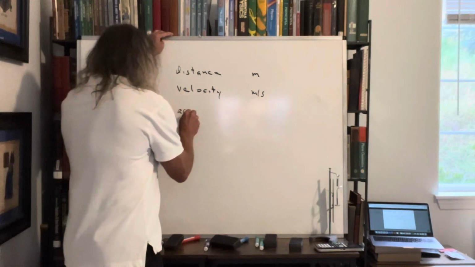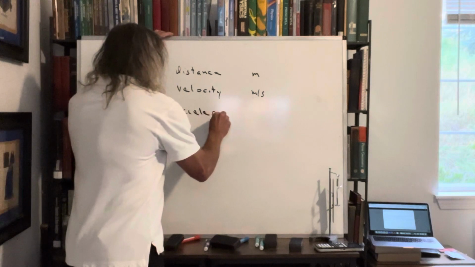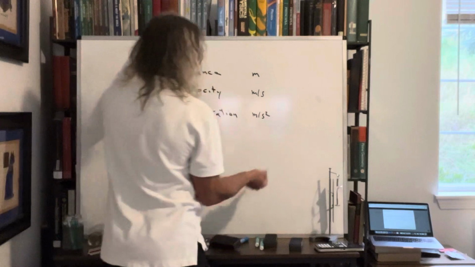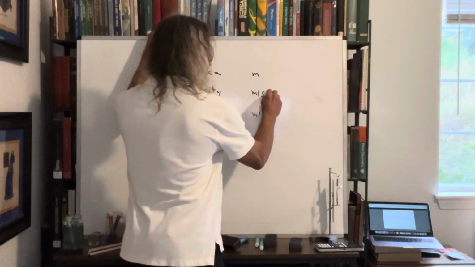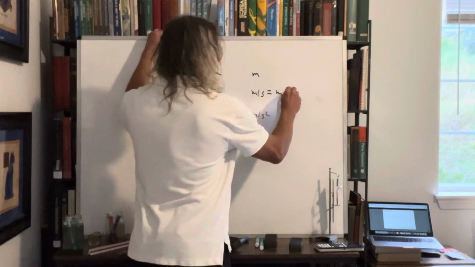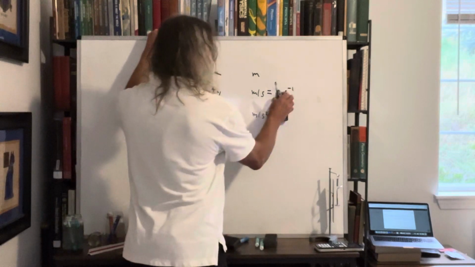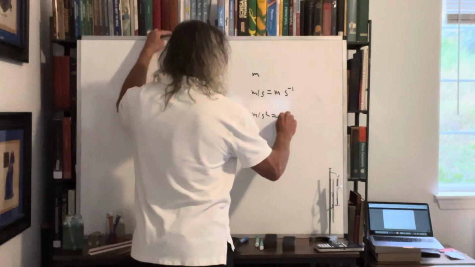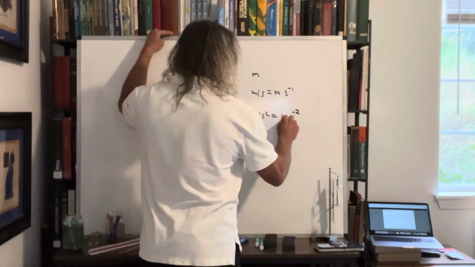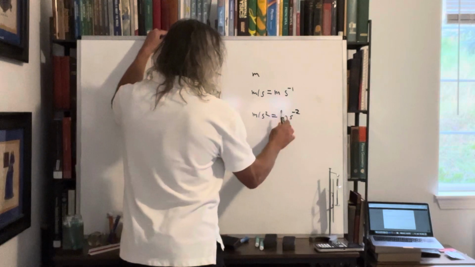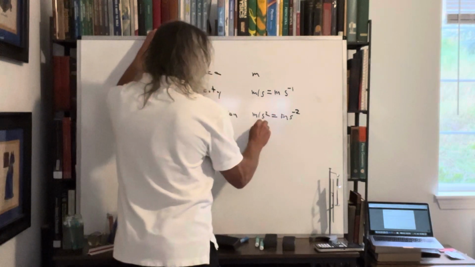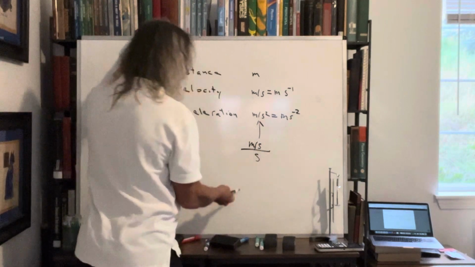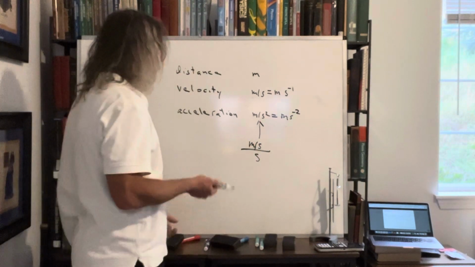Acceleration: meters per second squared. And they'll write it like that on the IB sometimes, meters second to the negative first. And then make sure you know this means meters per second, because it's a change in velocity per time.